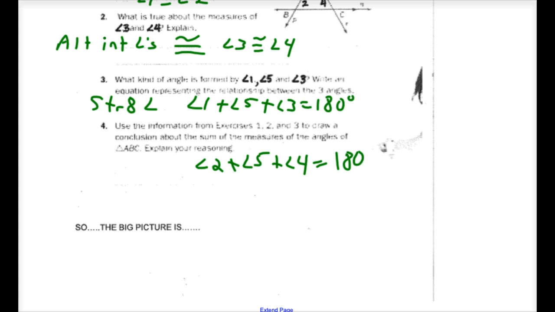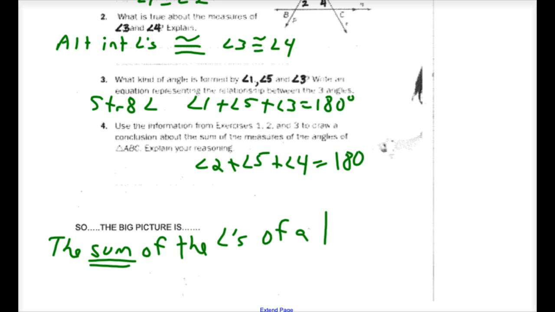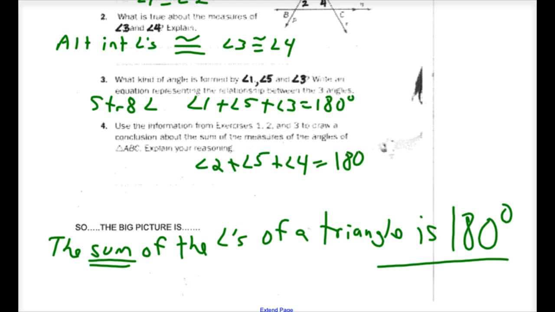So the big picture is the sum of the angles. Okay? What does the word sum mean? Adding. Come on. Sum. What does sum mean? Total. So what kind of a problem? Addition. The sum of the angles of a triangle is 180 degrees. We just proved it. Okay? Yay, we're so smart.